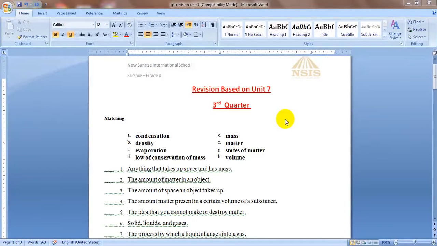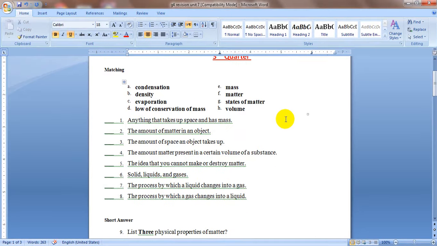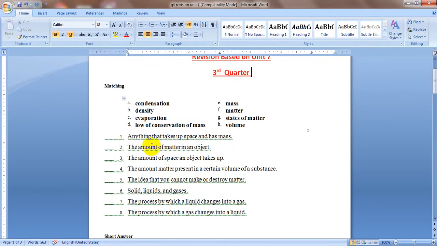As we said before, in this quarter in science we have unit 7 and unit 8. Today we will revise unit 7. The first question is matching. Here we have 8 words and 8 sentences. You need to match each word with the suitable sentence.